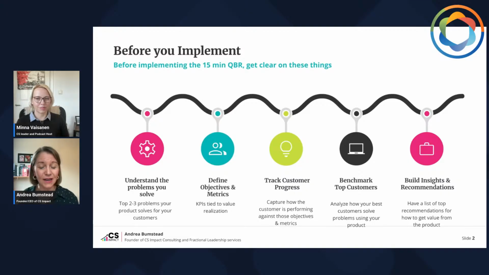And so, as much as you can benchmark or even have an understanding of what good and great looks like, that really helps with the last piece here, which is building insights and recommendations. It's really hard to know what to recommend if you don't know what your best customers are doing and how they are most effectively using your product.